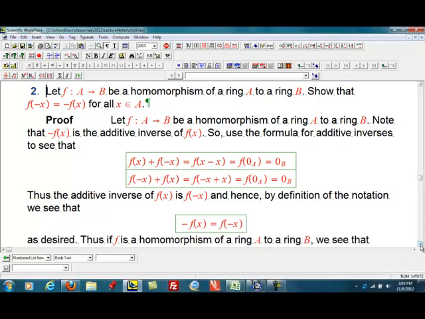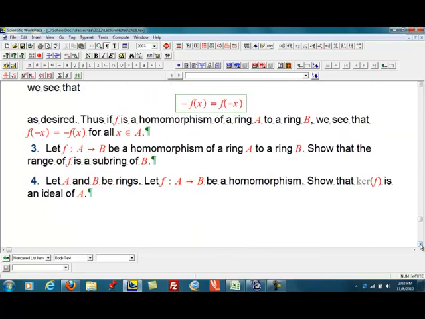Let's go on. You guys have seen how to prove number 3. We're not going to type that one up. We want to go and look at number 4. This was talking about the kernel as an ideal.